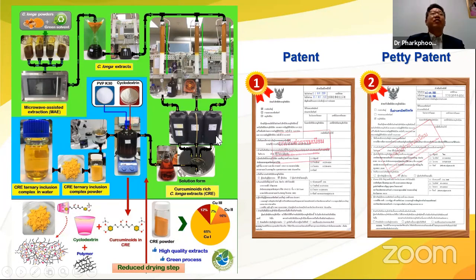From this innovation, we applied for one patent and one petty patent. For the first patent, we applied for the curcuminoid-rich extract, the method for preparation of curcuminoid-rich extract, as shown in the clean background. And for the blue background, we got one petty patent for preparation of the CRE ternary complex that increases the water solubility of curcuminoid.